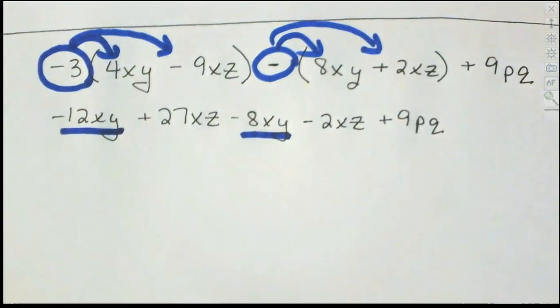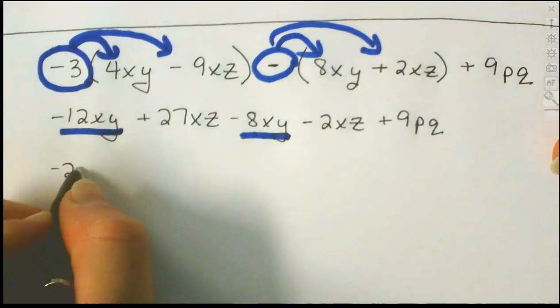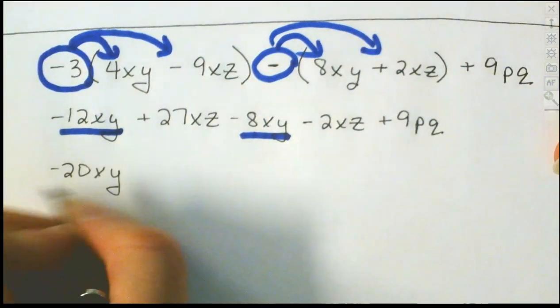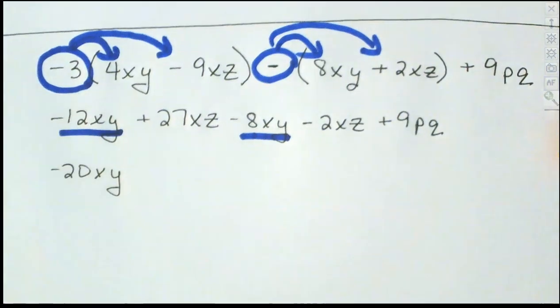A minus 12xy and a minus 8xy. Combining them together, minus 12, minus 8. Again, think about your numbers. I owe the bank $12. I take another $8 out, so I owe them now $20. So that would be a minus 20xy then, because those go together.